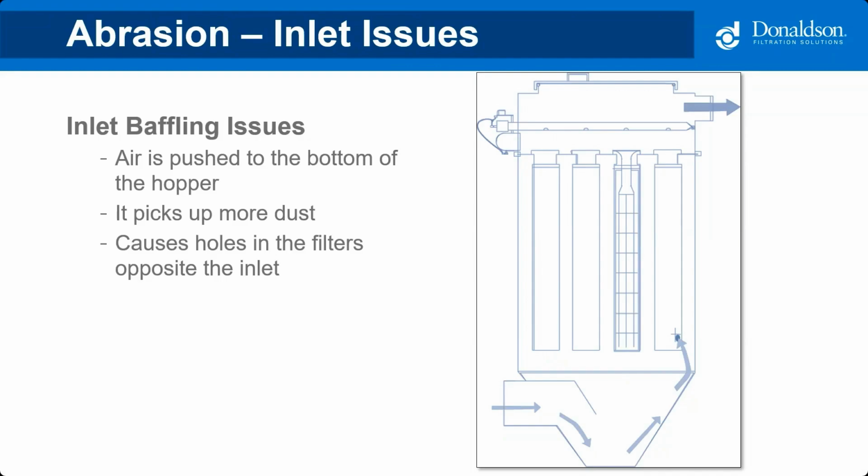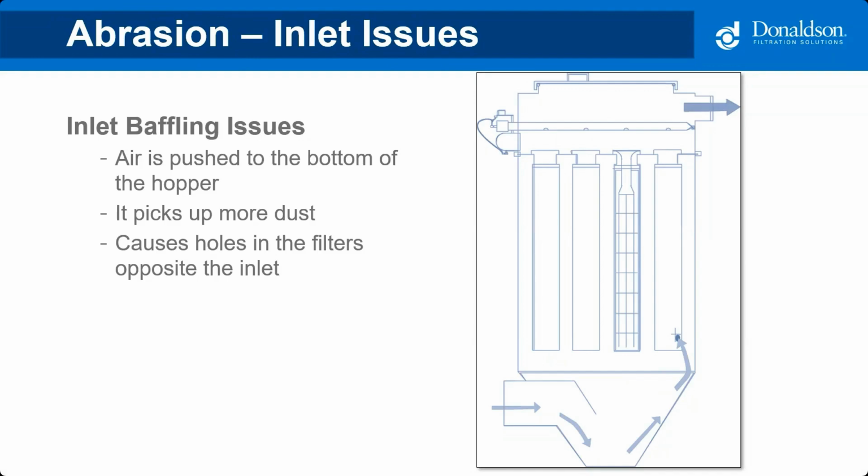But what happens so often when you have just a strike plate pushing the air down into the hopper is that the airflow is going to pick up a lot of the dust that you've already cleaned off the filter bags, re-entrain it into the gas stream, and start beating the heck out of the filter bags on the opposite side of the inlet. This is a real common issue that I see, and there's one main thing that you can do to fix it.